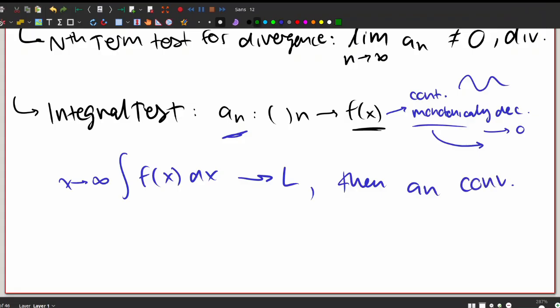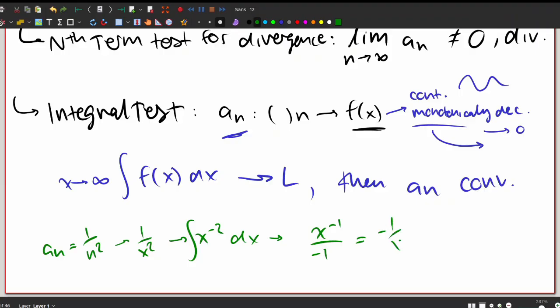Let's say we have a series a of n is equal to 1 over n squared. Now, this maps to the function 1 over x squared, which I'm going to rewrite as x to the negative 2. If we were to take the integral of x to the negative 2 with respect to x, it would become x to the negative 1 divided by negative 1, or negative 1 over x.